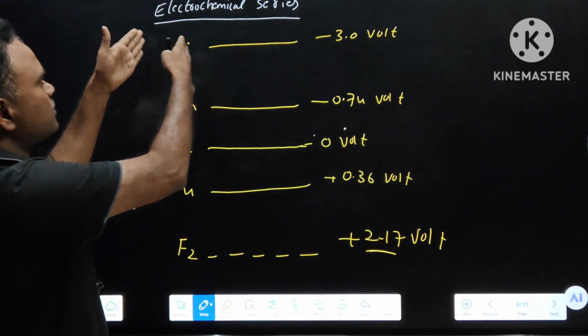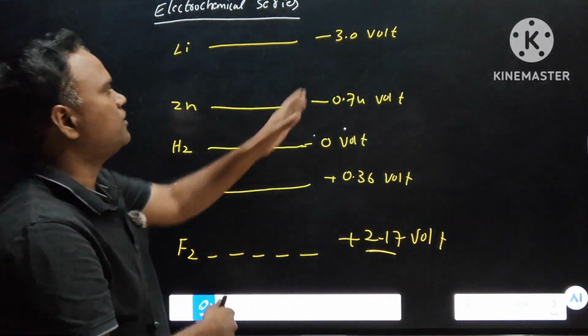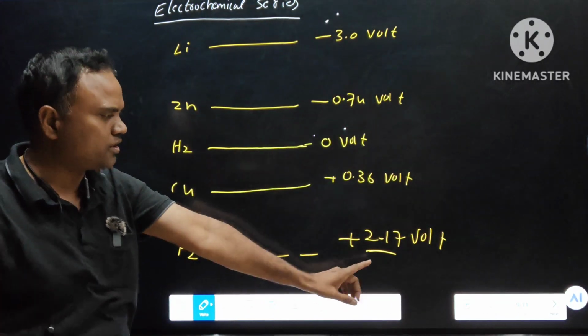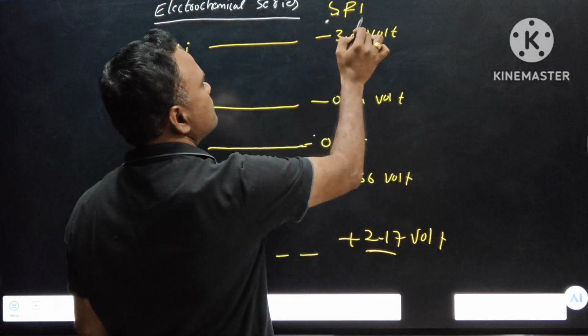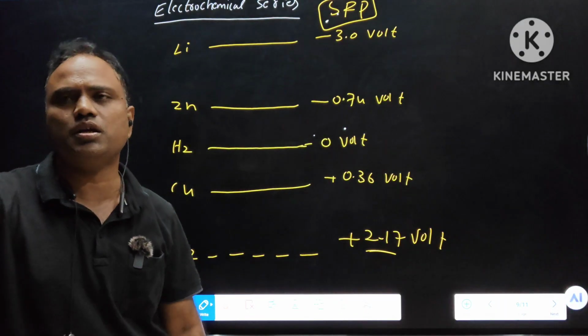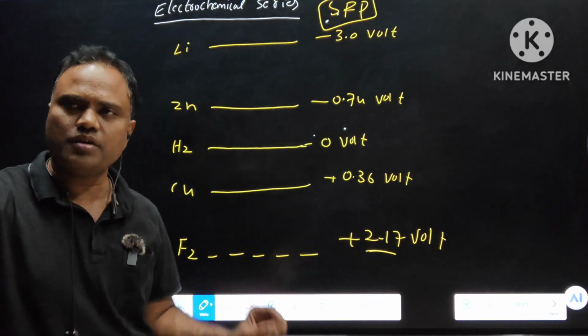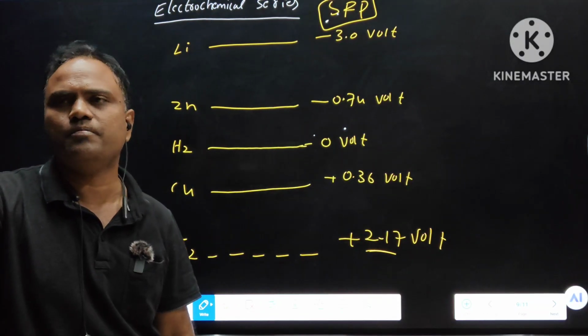So this is the electrochemical series. It is a series of electrodes which are arranged in the increasing order of their SRP values. SRP means standard reduction potential values. Series of electrodes arranged in the increasing order of their SRP.